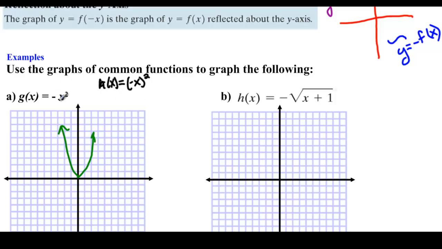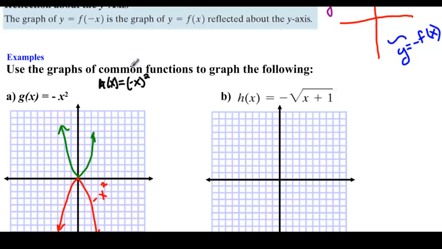So for this negative x squared, the negative is in front of the x, so we're going to flip it up or down. So all we're going to do is take this, and we are, again, flipping it down or reflecting it over the x-axis. So this is going to be your negative x squared.